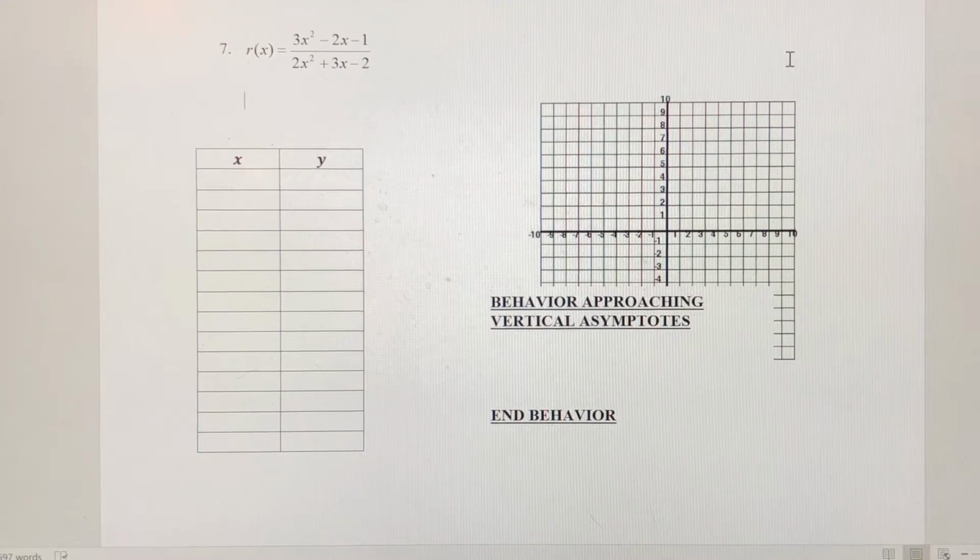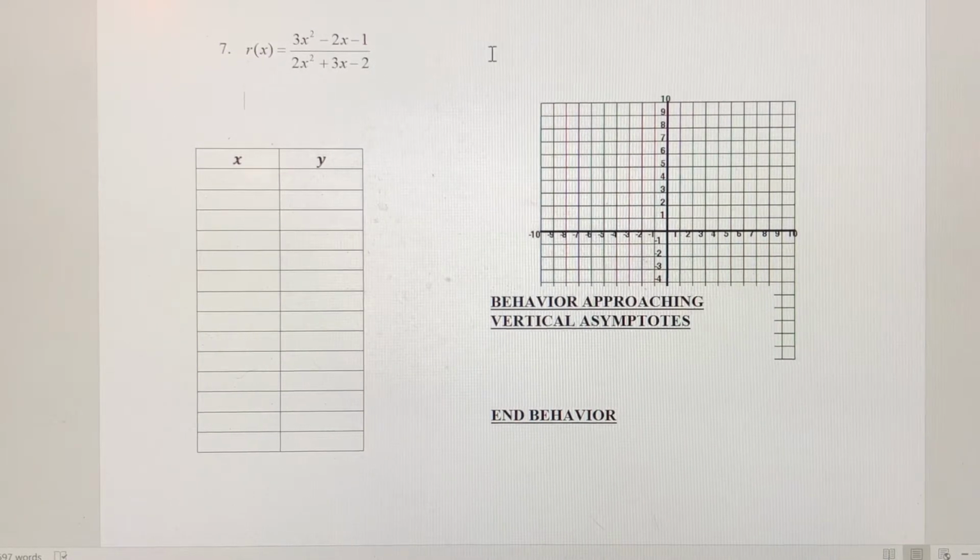This is the third video on graphing rational functions. We're going to do problem 7 here. The function is r of x equals 3x squared minus 2x minus 1 over 2x squared plus 3x minus 2. If you haven't watched the first two videos, I suggest going back and watching those before you do this one.